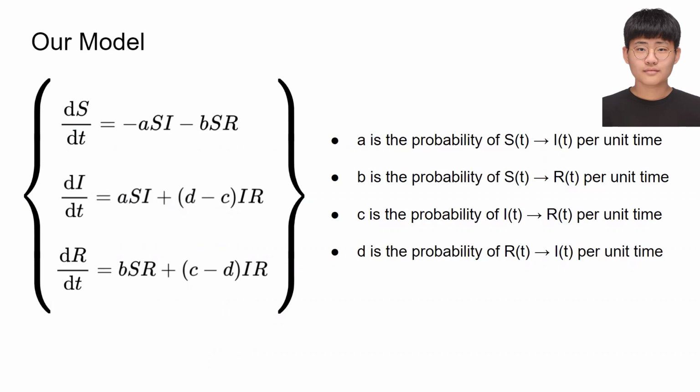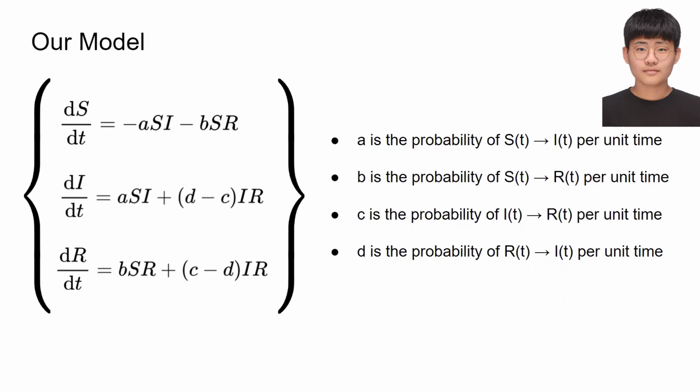With coefficient A being the probability of S individuals moving to I per unit time, and coefficient B being the probability of S individuals moving to R per unit time, our model has dS/dt equaling negative ASI minus BSR. We added two more constants, C and D, each representing the probability of I population moving to R per unit time, and the probability of R population moving to I per unit time.